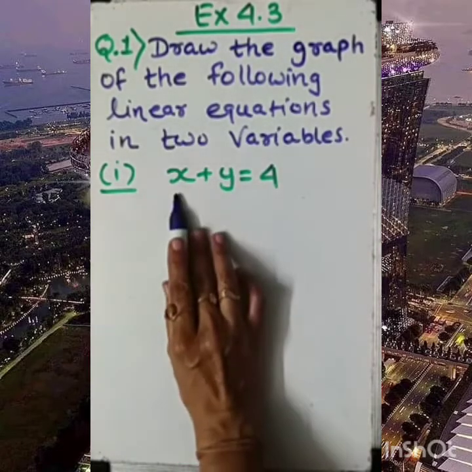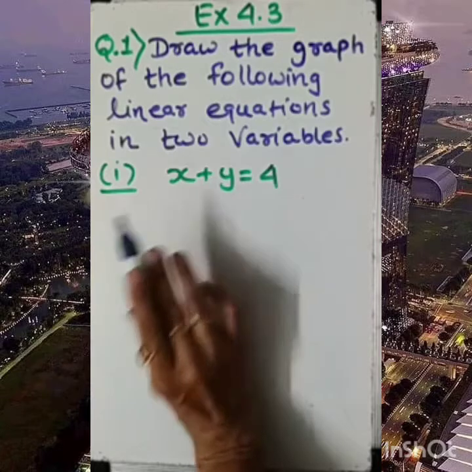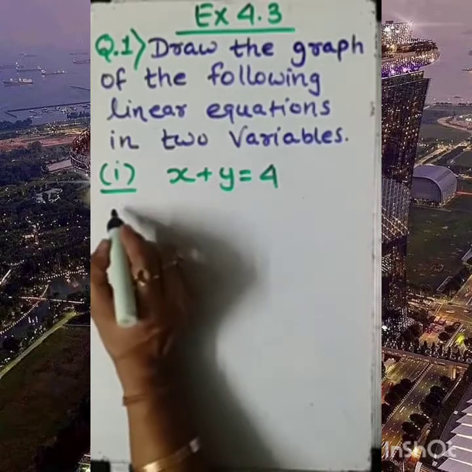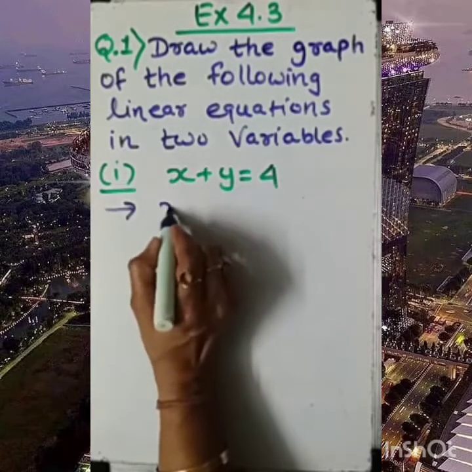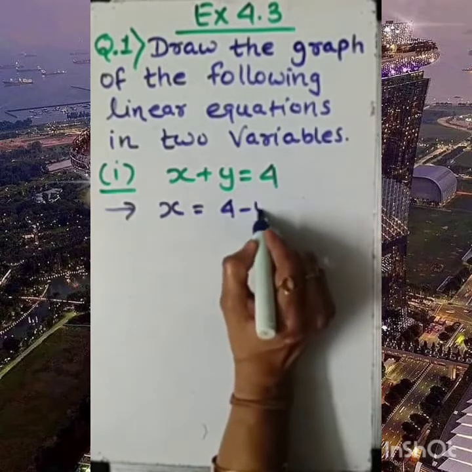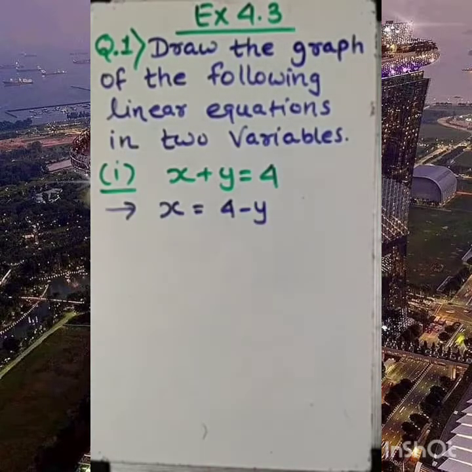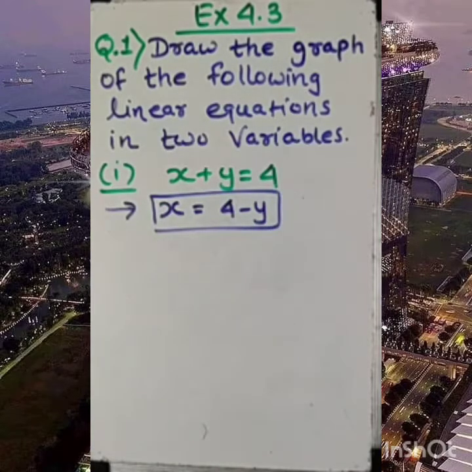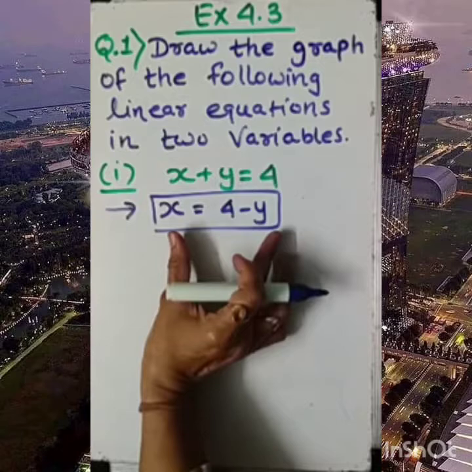Now there are two options. Either we can make x the subject, or we can go with y. So I need to make x the subject here. Suppose I am choosing x, then I need to shift this variable to that side. So it will become x equal to 4 minus y. Got it? So this is the equation which we have.